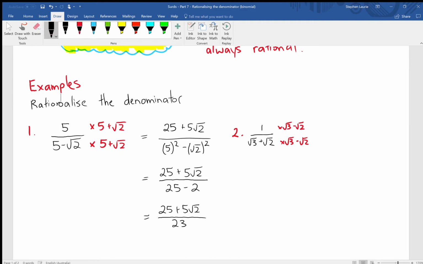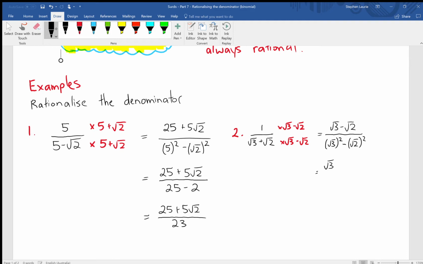Okay, now the numerator is pretty easy here. We've just got 1 times this square root of 3 minus the square root of 2. So no dramas there. And on the bottom, we get to use the difference of two squares rule again. Square root of 3 squared minus the square root of 2 squared.